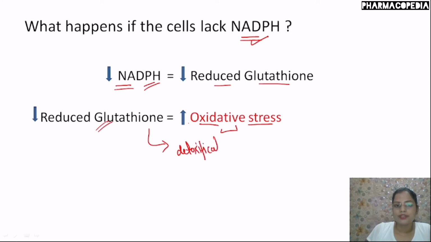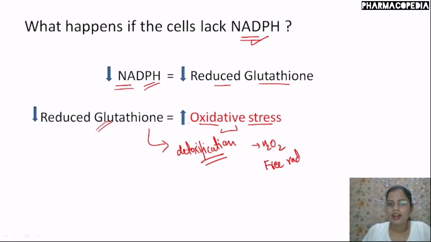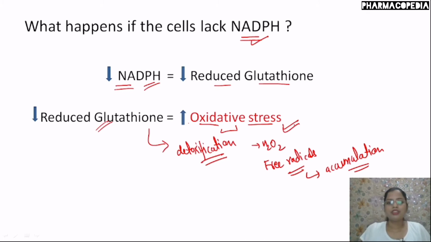तो जब रिड्यूस्ड ग्लूटाथियोन का प्रोडक्शन नहीं हो पाएगा तो फिर क्या होगा, H2O2 या peroxides या free radicals का detoxification नहीं हो पाएगा and therefore it gets accumulated. Yes, dear students, it gets accumulated in the body, resulting in oxidative stress. This is a very crucial condition as the accumulation of free radicals and H2O2 damages the lipids, proteins and the DNA.